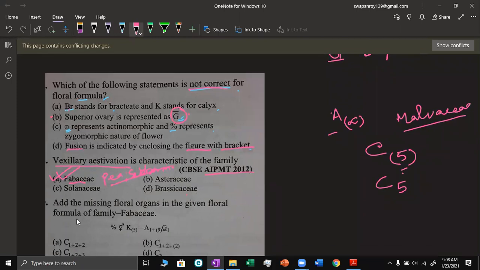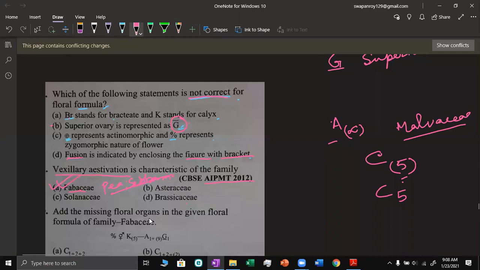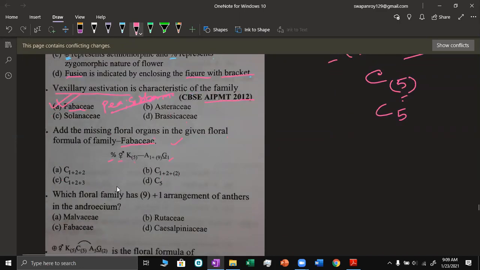Here: add the missing floral organ in the given floral formula of the family Fabaceae. This is again from the family Fabaceae: zygomorphic, bisexual, calyx 5, and then there is a blank, and after that androecium is 1 plus 9, with the 9 within a bracket, gynoecium 1, and ovary superior. Okay, so out of this, which one will be suitable here? Option B, sir.